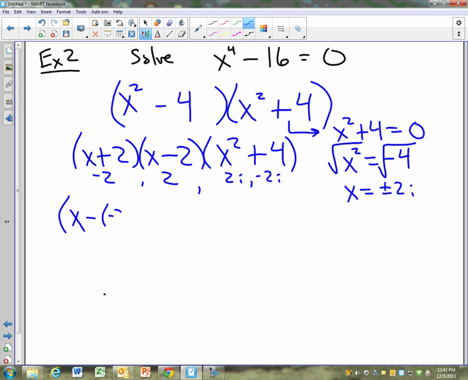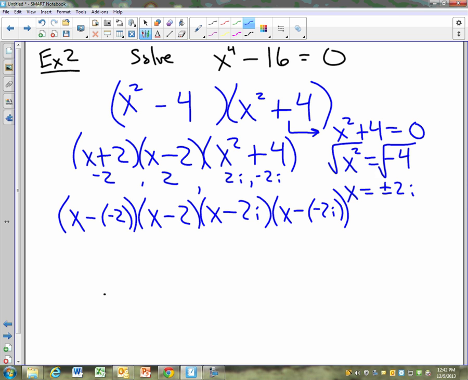x minus a negative 2 times x minus a positive 2 times x minus 2i times x minus a negative 2i. And yeah, if you write it out, you want to write x plus 2 and x plus 2i instead, that's fine. I'm just saying the fundamental theorem of algebra states that you can write it as x minus for all those solutions. So again, the question is, does this fully factor? Yeah, it sure does. It factors to that. Factors to that. Bryn?